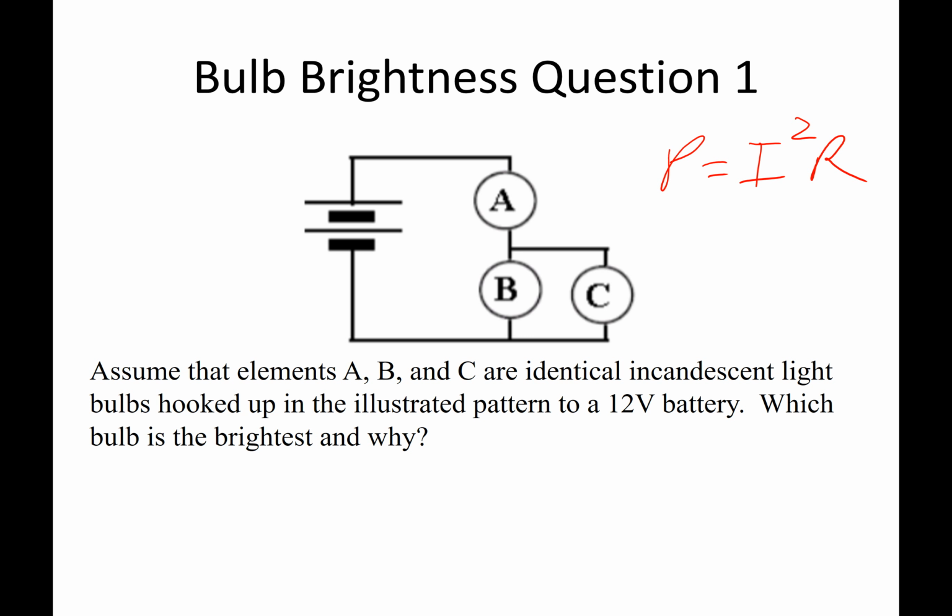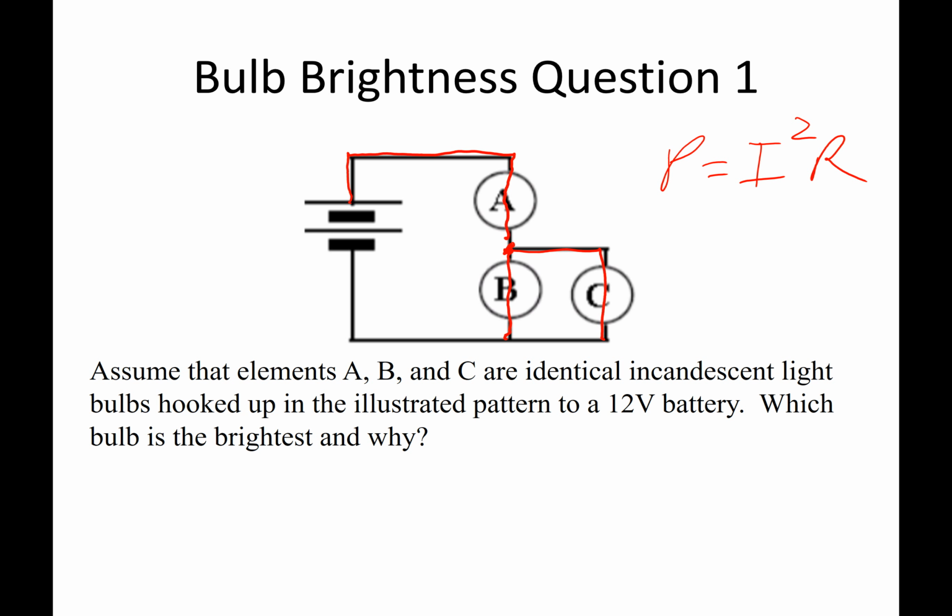Well, this is a mixed or combination circuit. The current leaves the positive terminal of the battery. All the current goes through resistor A. But when that current gets to this junction, some of it, half of it, in this case, is going to go this way, and half is going to go this way. And I know it's half because they're identical bulbs and they have identical resistances.